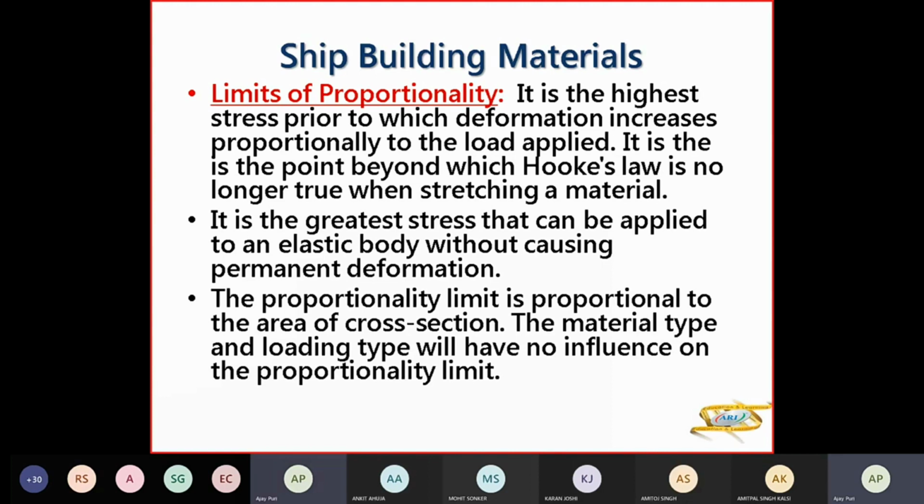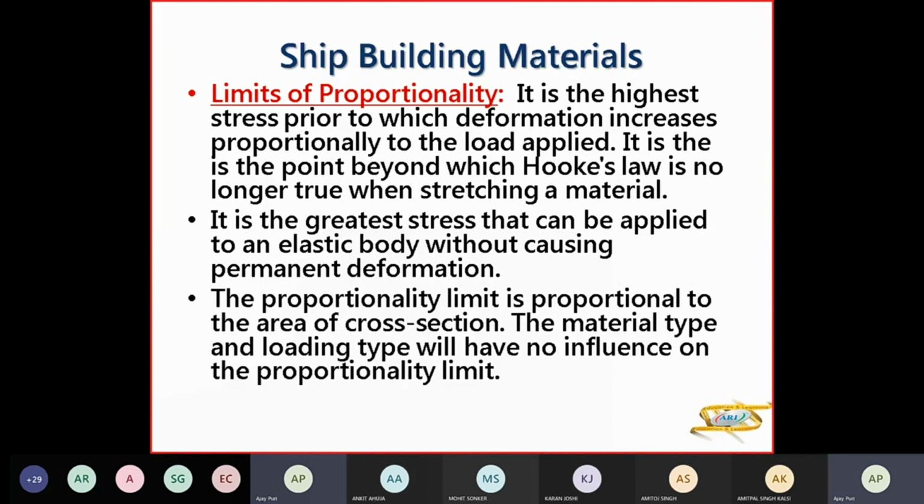Beyond the limit of proportionality, you're still in the elastic stage, but beyond the yield point, you will go to the plastic stage. The limit of proportionality is not followed by a non-Hookean material like rubber, because that doesn't follow Hooke's law. It will not follow the limit of proportionality. But most other metals will follow it. Rubber doesn't follow Hooke's law.